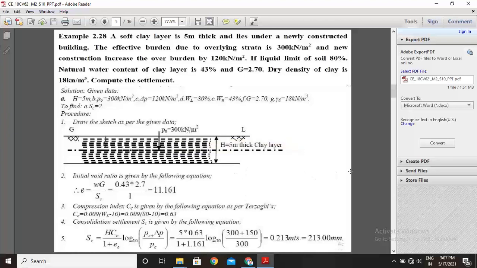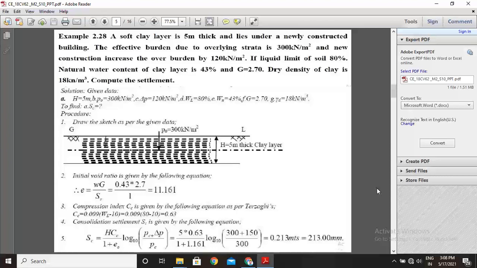Second step, calculate initial void ratio given by the following equation. e equal to wG by S_r. So here substitute the values in this equation. w is 0.43 into G is 2.7 divided by S_r is 1. So we are getting the answer 1.161.